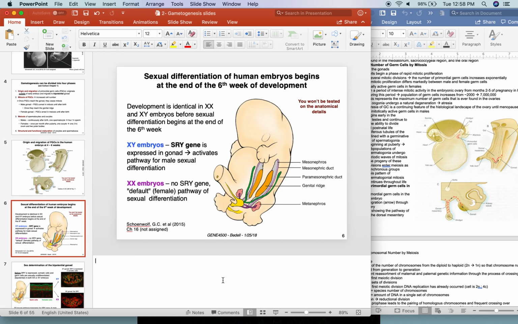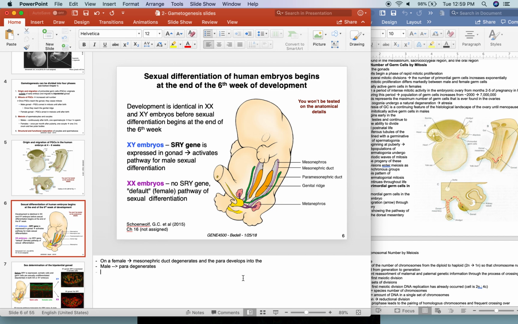Now these, the mesonephros and paramesonephros, you don't have to know those, but just in case you're wondering, both of these sets of ducts form in an undifferentiated embryo. In a female, the mesonephros degenerates and the paramesonephric duct develops into the oviduct. In a male, the paramesonephric duct degenerates and the mesonephros develops into the seminal vesicle, urethra, all those other things that males have. Okay. Again, you don't have to know that detail.